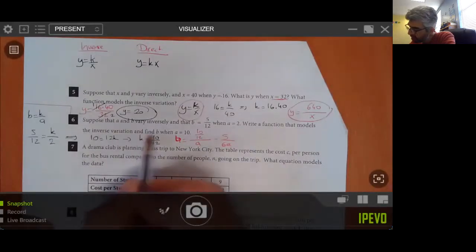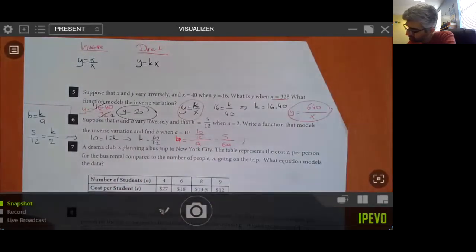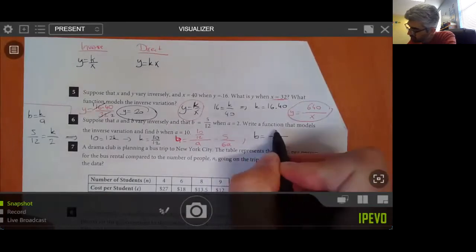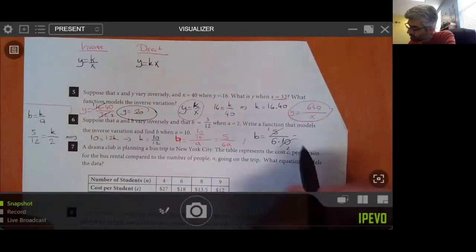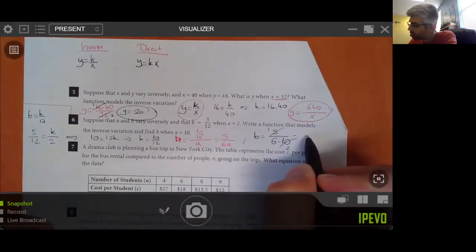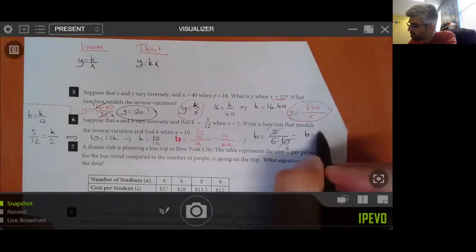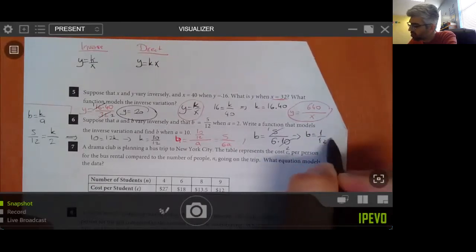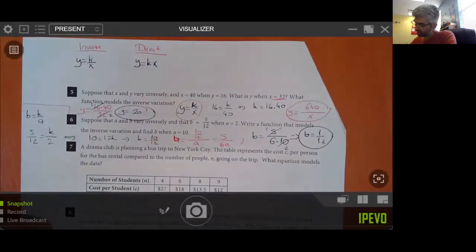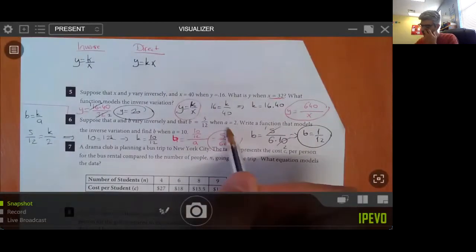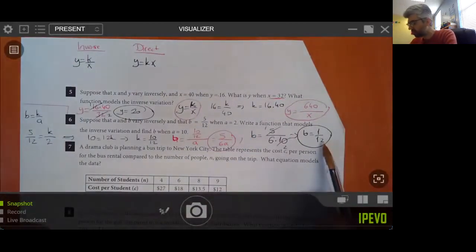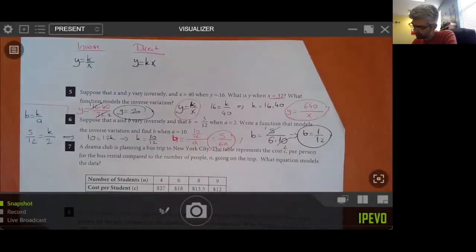And find B when A is 10. When A is 10, B is equal to 5 over 6 times 10. And from here, if I simplify, I have B is 1 over 12. So what we've found is the function that models the inverse variation and the B value when A is 10.